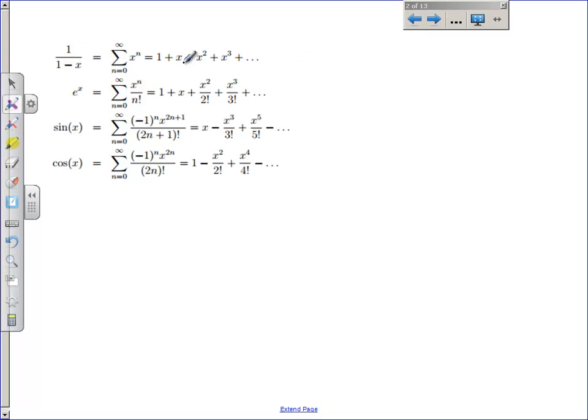This one, 1 over 1 minus x, is the only one that has a stipulation that you can only use it for values between negative 1 and 1. That should make sense to you because this is a geometric series. And a geometric series will only converge if the ratio is in between negative 1 and 1. And on top of that, you know what it converges to. The sum is equal to the first term divided by 1 minus the common ratio. But that's only true if it's in between negative 1 and 1.